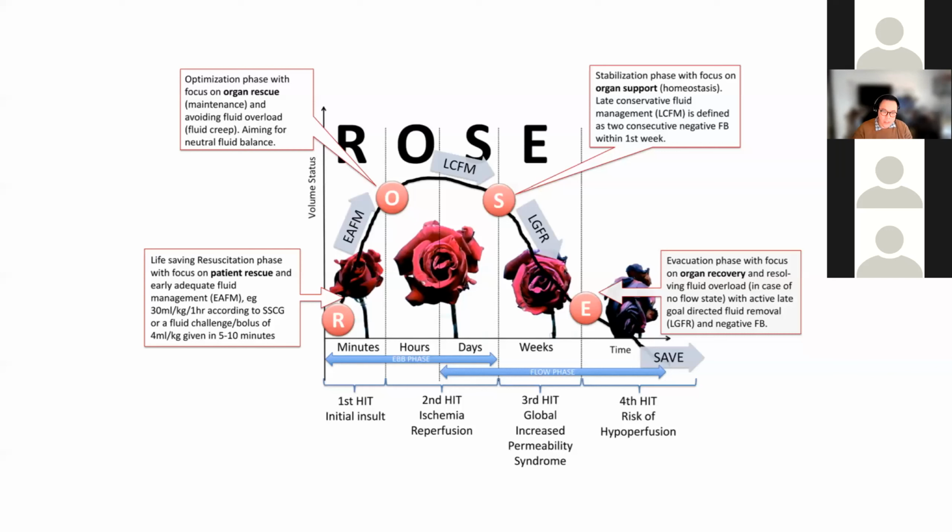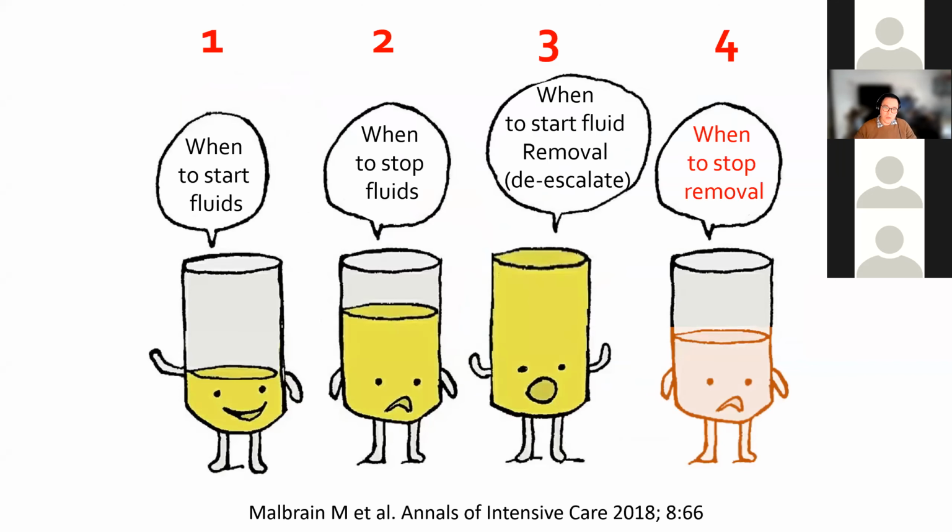Colleagues have already spoken about this, which is the phases of fluid management. I quite like the ROSE phases of resuscitation, optimization, stabilization, and de-escalation. The characteristics of these phases are summarized very nicely in this diagram, which I'm happy for you to screenshot and share. But the crux of the phases, the question that aligns themselves to the phases, is: when to start fluids, when to stop fluids, when to start fluid removal, the de-escalation bit, and when to stop fluid removal.